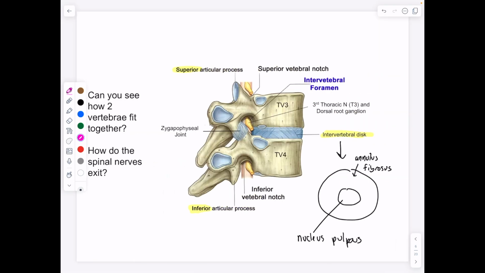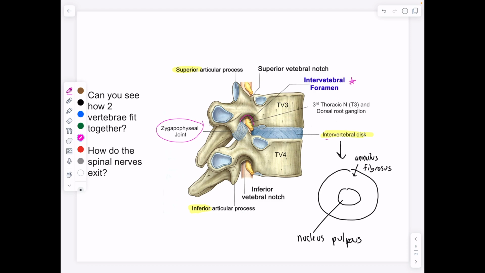Then we have, how do the 2 vertebrae fit together? Well, we talked about that synovial joint, and that's the zygapophyseal joint. And you can see, as we said, we have the superior and inferior notches formed when the pedicles are near each other. That makes the intervertebral foramen.